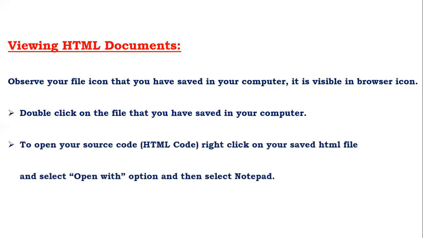And also, if you want to see the program code, the source code, you just right click on your saved file, then select the open with option and then click on Notepad. Then you are able to see or make changes in your program.